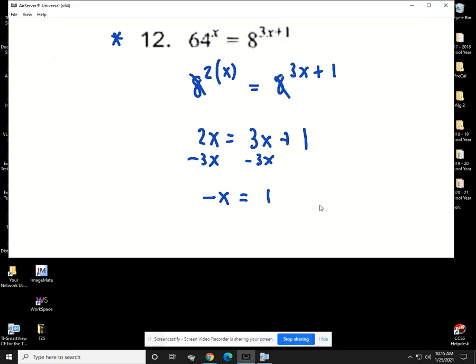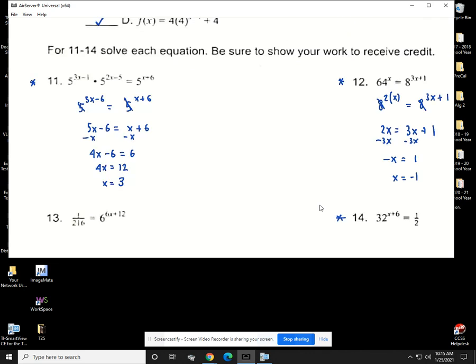Am I allowed to leave my answer like that? No, you got to move that negative. How? You divide by negative 1 technically. But when I divide by negative, it's just going to change the sign on the other side. So x equals negative 1. So you have one similar to that, where you only have to change one base. What was the answer to number 11? x equals 3.